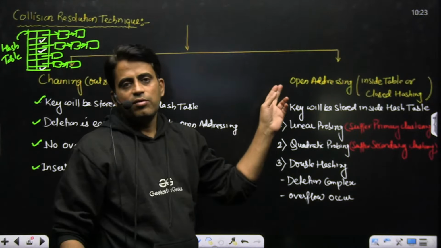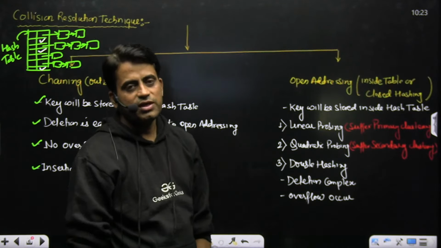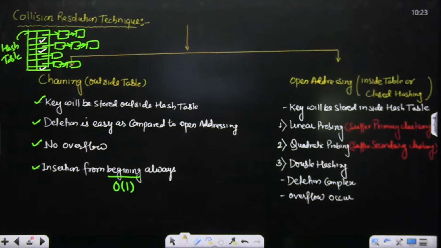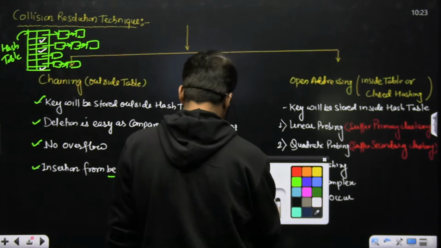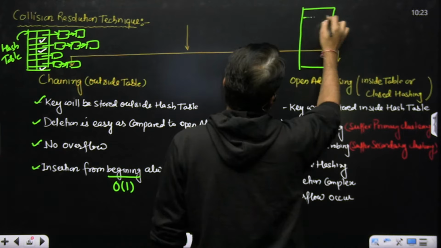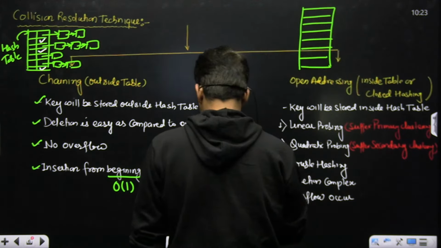So for better utilization of memory, we will use open addressing, student. What is open addressing? Open addressing is saying that data is stored inside the table. This is the hash table, student. You store data inside the hash table.